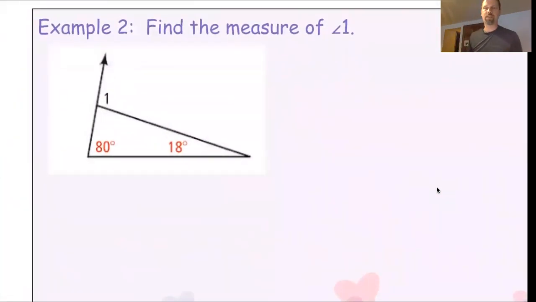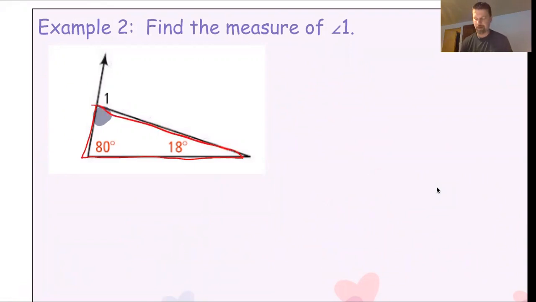This one is asking us to find the measure of angle one. Well, I don't know what one is, but I know these two together should add to 180, right? Because they form a line. So if I can find this one, I'll be able to figure out one. Well, how do you think we're going to find that one? Those three angles are going to have to add to 180.